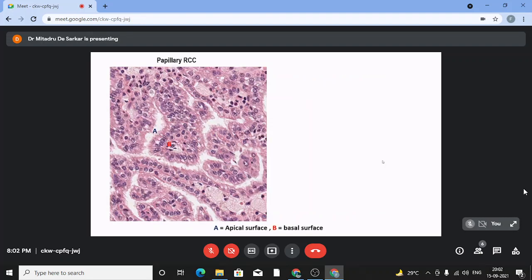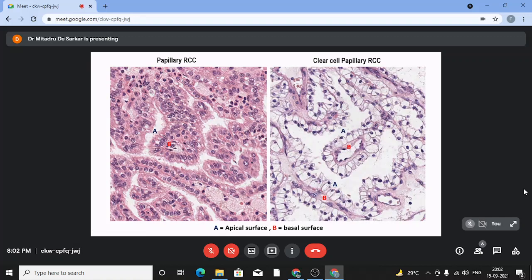So before we go into the microscopy, a little bit about the most interesting thing about this particular tumor. So let's look at this conventional papillary RCC. If you have a look at it, you see that these nuclei are nicely polarized, sitting on the basement membrane and pretty much separate from the apical surface. On the other hand, if you look at the clear cell papillary RCC, you see this unique pattern.